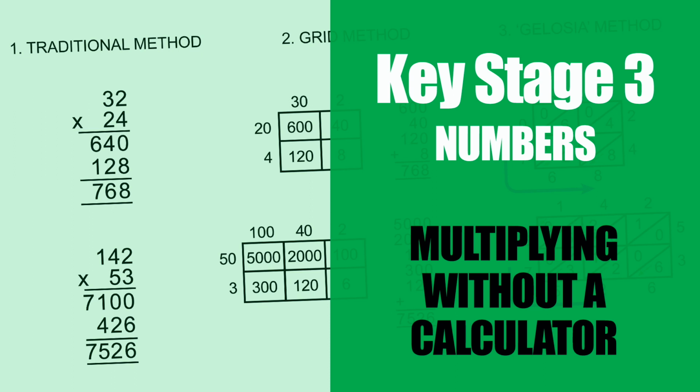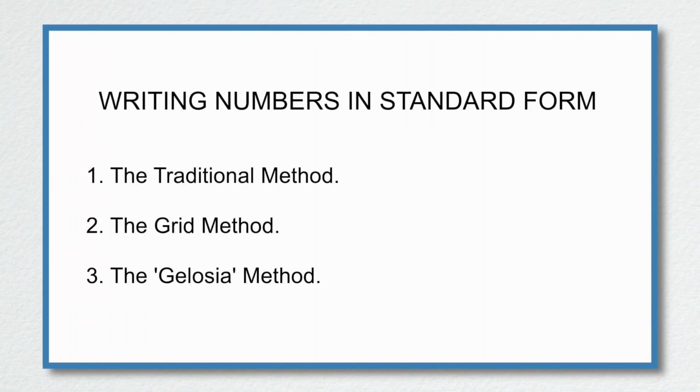So we're going to look at 3 approaches to multiplying without a calculator that are often taught in schools. We're going to look at the traditional method, the grid method, and the Gelosia method. For each approach, we will be using the same 2 calculations. Essentially, it's down to you to choose which approach you prefer.